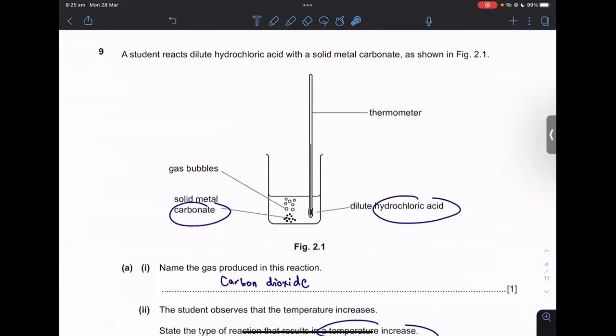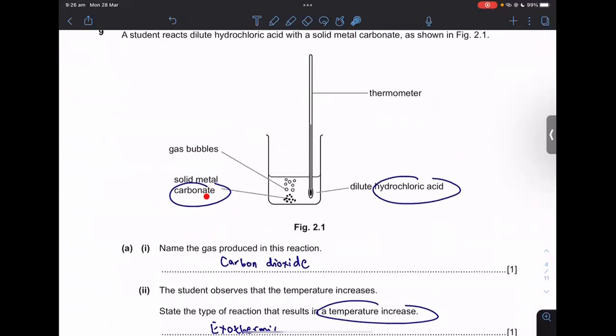This is the exact same question, but you're not collecting the gas. You're allowing the gas to escape. Here, you're using a thermometer to measure temperature. This is a metal carbonate plus acid. Hopefully you know, metal carbonate plus acid will give you a metal salt, all the way from year 9. So hydrochloric acid gives you a chloride salt. You get a carbon dioxide gas and you get water.